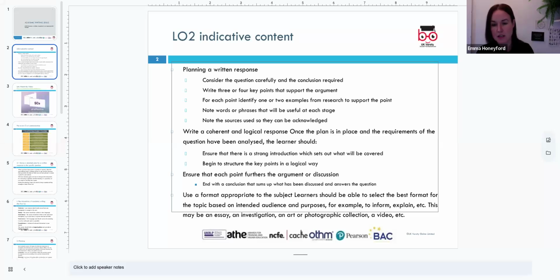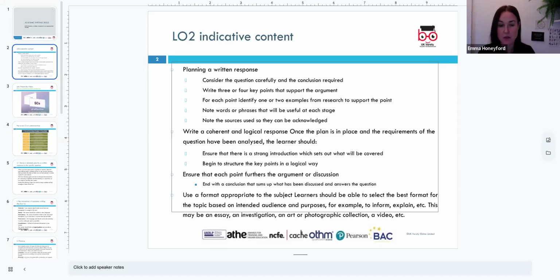The previous session that we did yesterday, Stella, outlines the Harvard referencing system that you need to be aware of. So maybe it's something to look at after today's session, the Harvard referencing system. But again, you can refer back to Moodle. You'll need to be able to write a coherent and logical response once a plan is in place and the requirements of the question have been analysed. Going back to yesterday, understanding the question is key to how you need to answer it. Once you break the question down and you know what is required, you can then build a plan to respond.